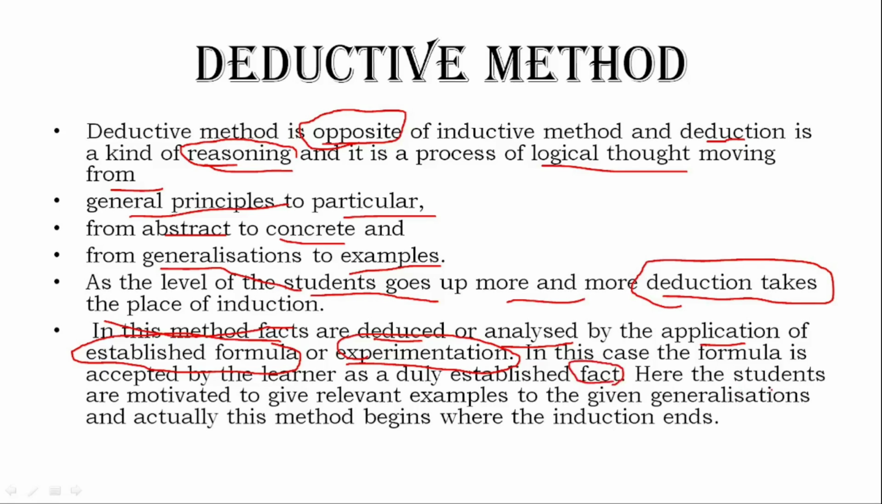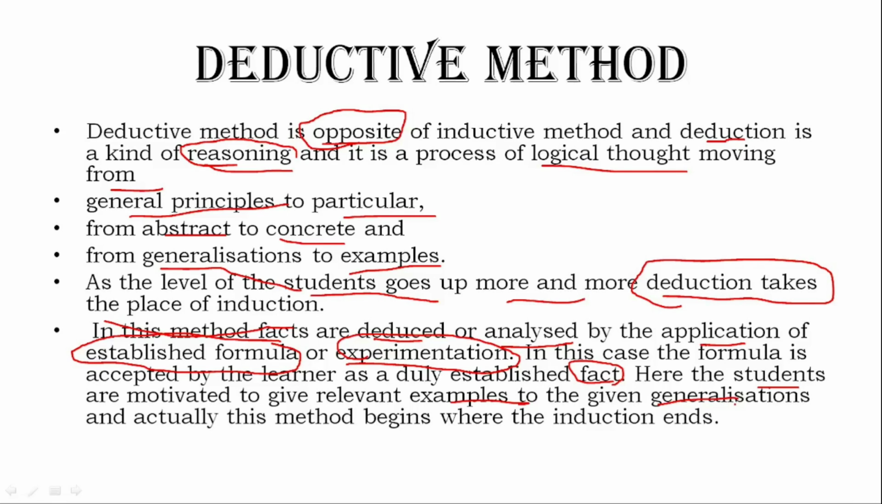Here, the students are motivated to give relevant examples to given generalizations. In this method, after establishing generalizations, students are motivated to give examples. In the inductive method, we only give examples and ask students to give the generalizations. But in this method, after generalizing something or establishing a formula or any rule, we ask students to give relevant examples to that topic. Okay.